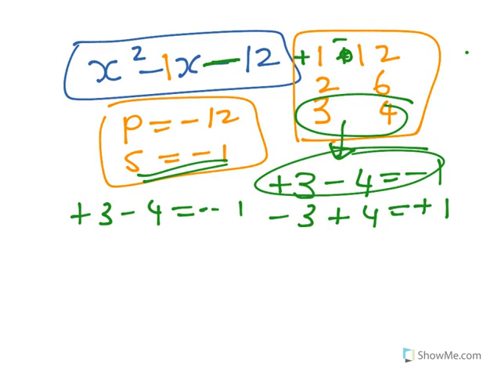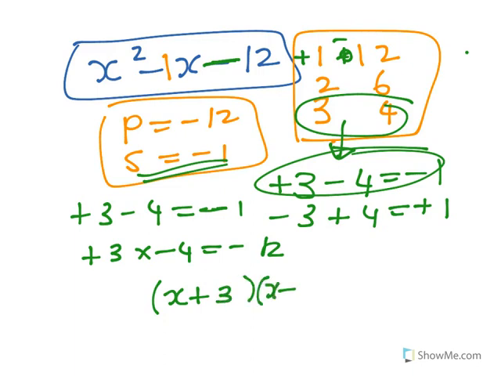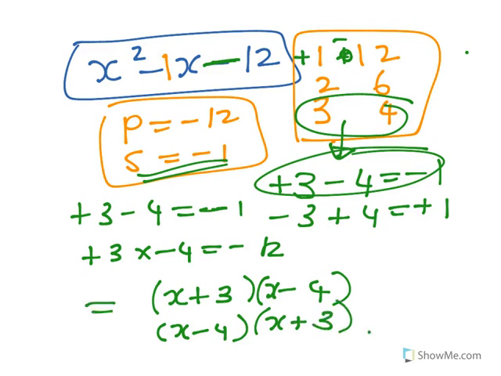And also, if you look at that, the plus 3 times minus 4 gives you minus 12. So the factors are going to be x plus 3, x minus 4. And once again, it wouldn't matter if you put x minus 4, x plus 3 as well. Either of those are exactly the same thing.